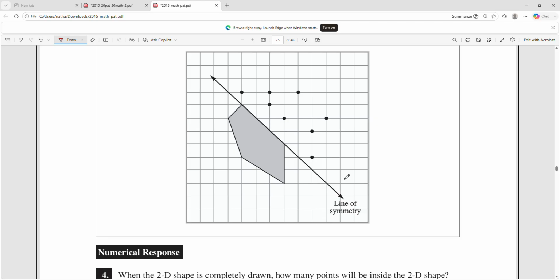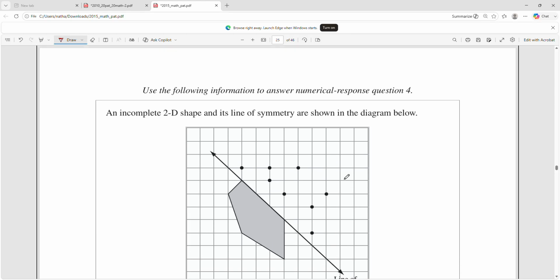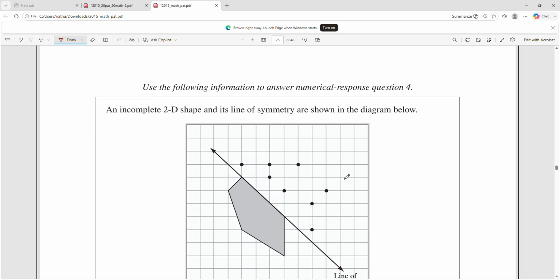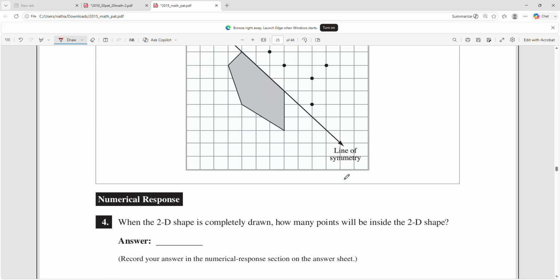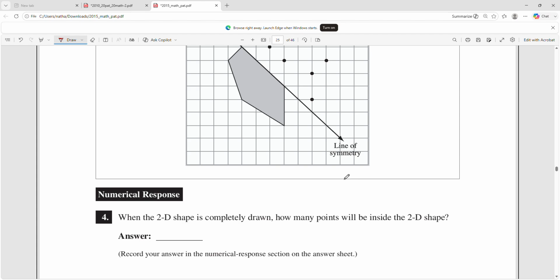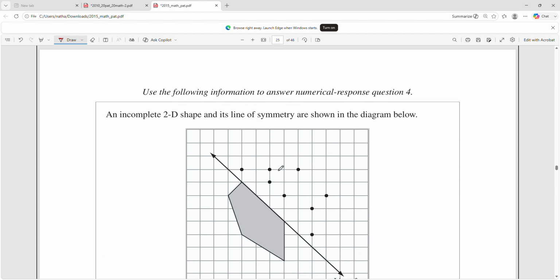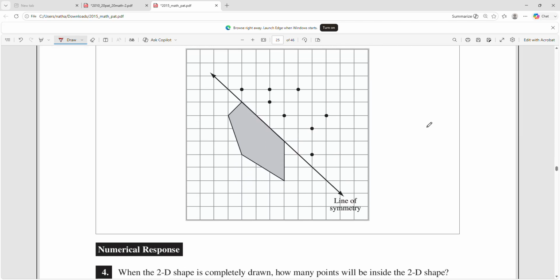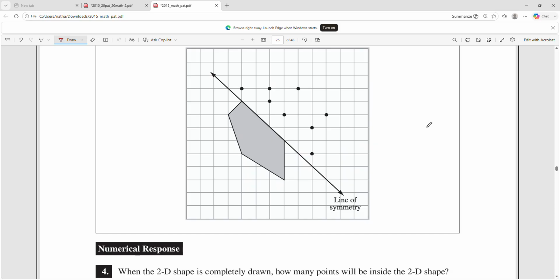Again, we've been through these questions. It's asking us to mirror a 2D shape. Hang on. An incomplete 2D shape and its line of symmetry are shown in the diagram below. So the line of symmetry is where the image would be mirrored onto the other side. So if I were to finish drawing this in, I would do the opposite of what I see here, go in that direction, and then I can see I'm going over 3 this way and 1 that way to get my diagonal line that I have there.